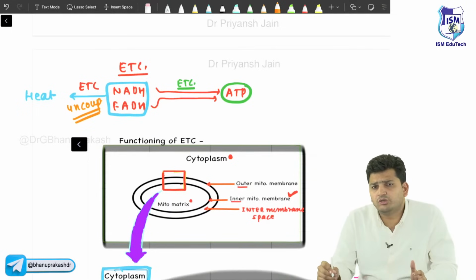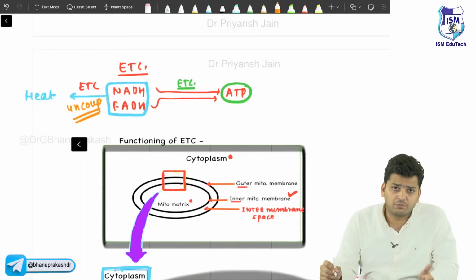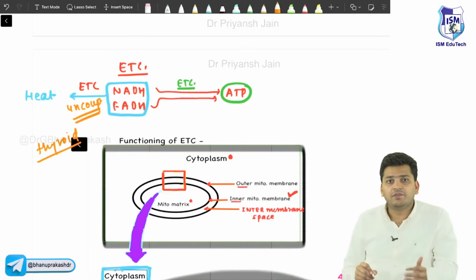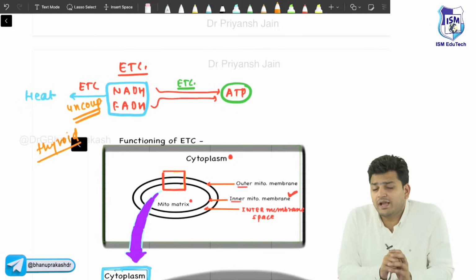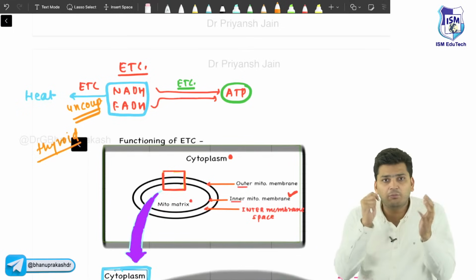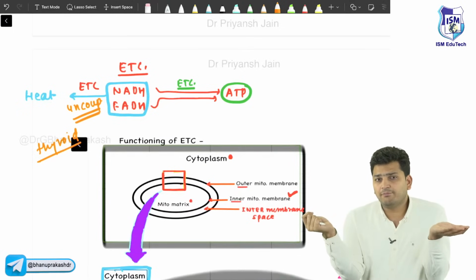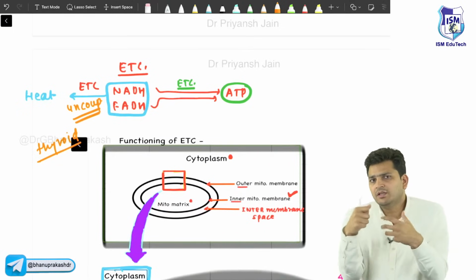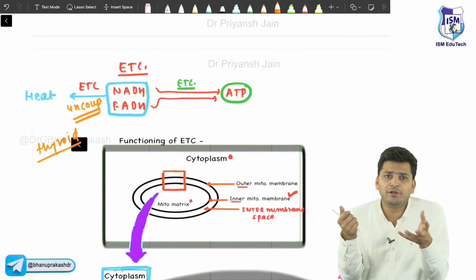There are certain molecules in our body which promote uncoupling, and one of them is very important: thyroid hormone, thyroxine. That is why those who have hyperthyroidism always feel very hot. They are always sweating because there is more heat production. And the opposite is also true. Those who have hypothyroidism, the uncoupling is not happening, so heat production is not happening, so they have cold intolerance.